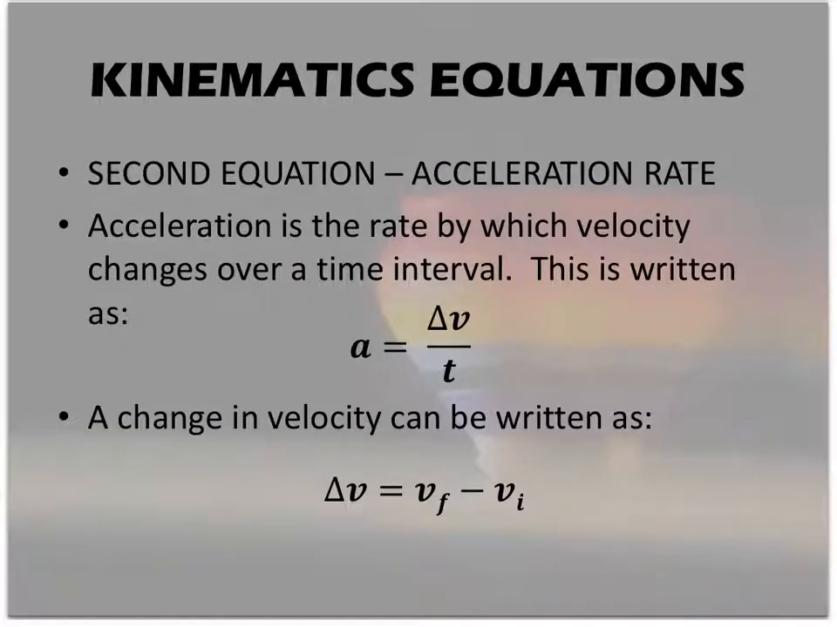Our second equation is the one for acceleration, the rate at which velocity is changing. Now the delta right here, if you remember from some previous math classes, delta means a change. So delta v means a change in velocity, the difference between two velocities. Now to do this, we're going to do Vf minus Vi as our change. The reason we do our final velocity first is because that's going to help establish a positive and a negative.